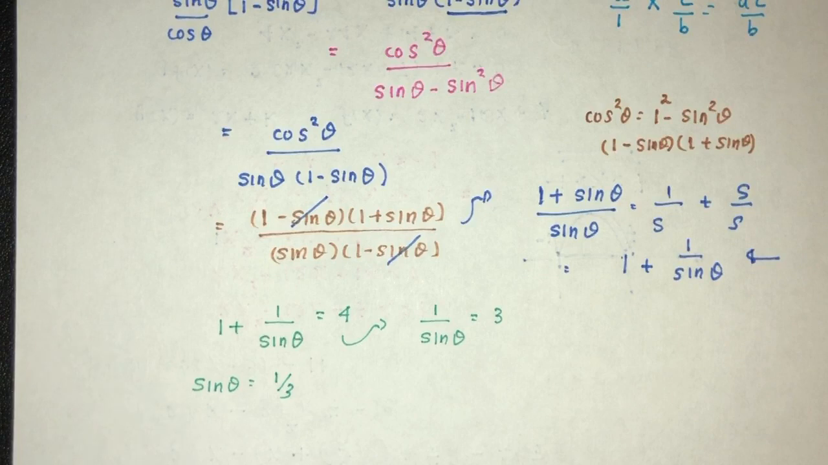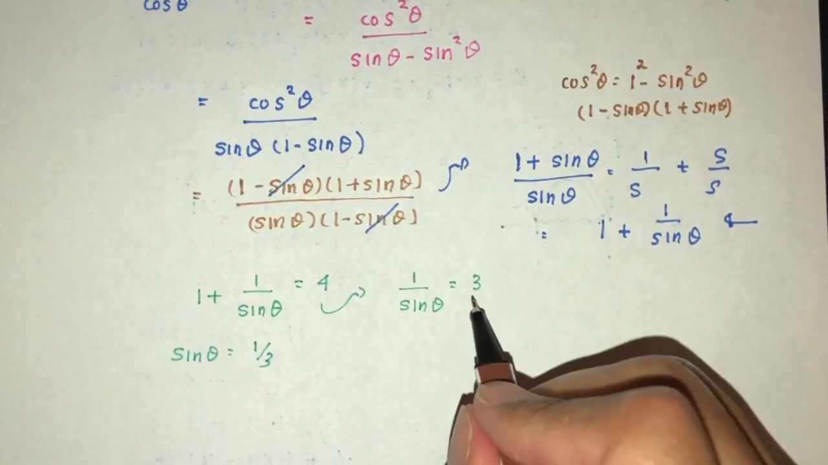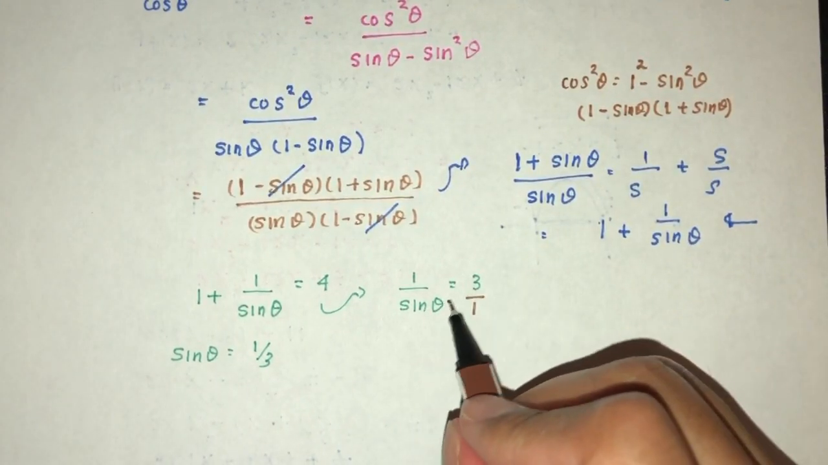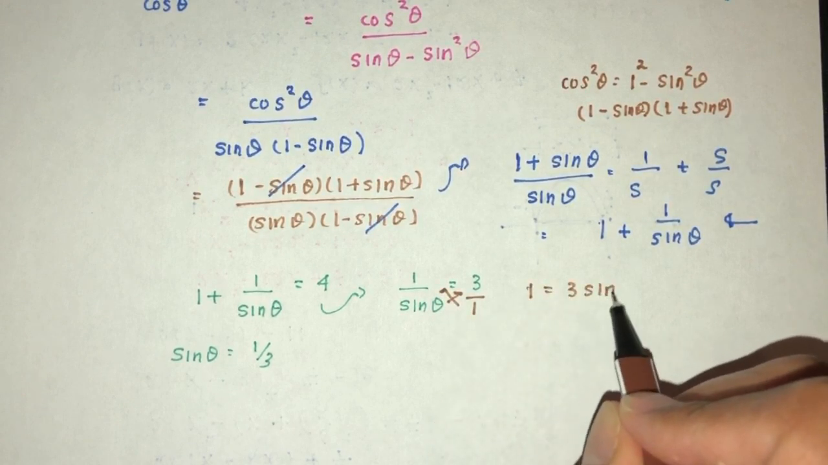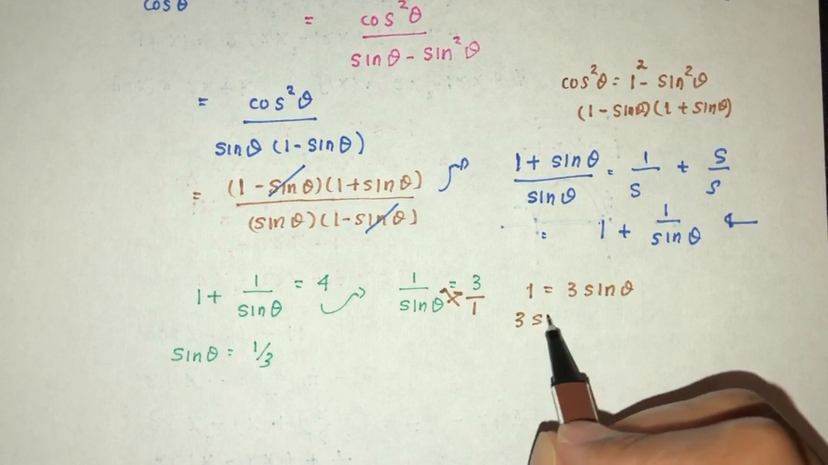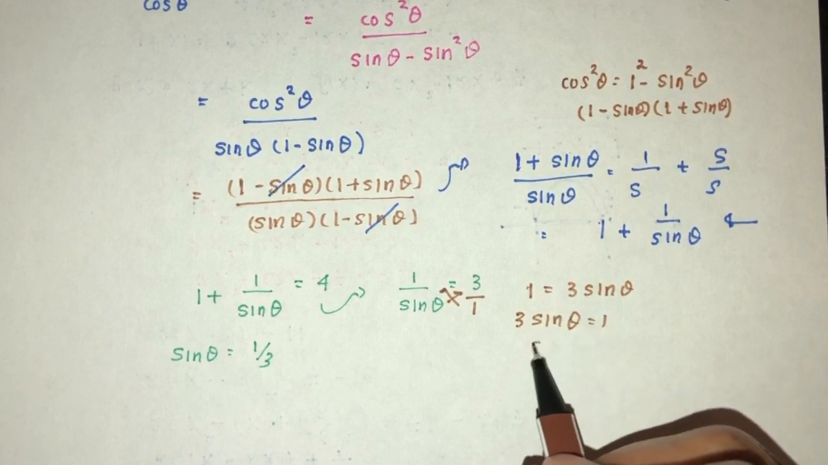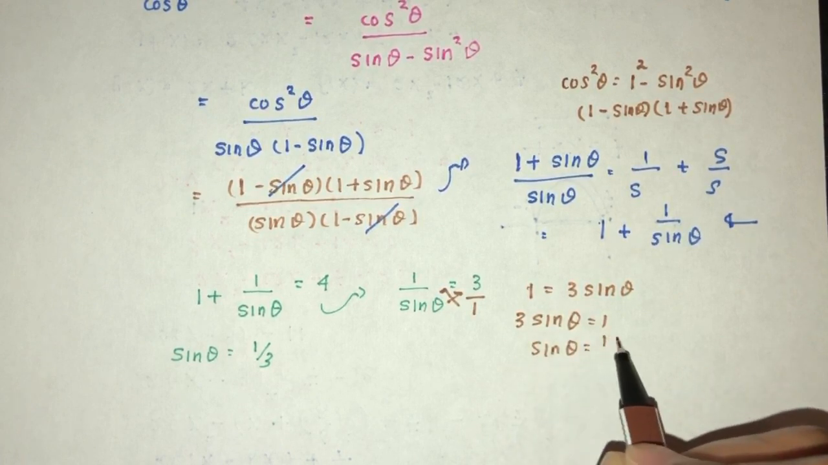If you guys don't know how to do this, pretty easy. We can just cross multiply. We will send this up and this over here, right? So it will be 1 is equal to 3 sine theta, which is the same thing as 3 sine theta is 1. So sine theta will be 1 over 3.